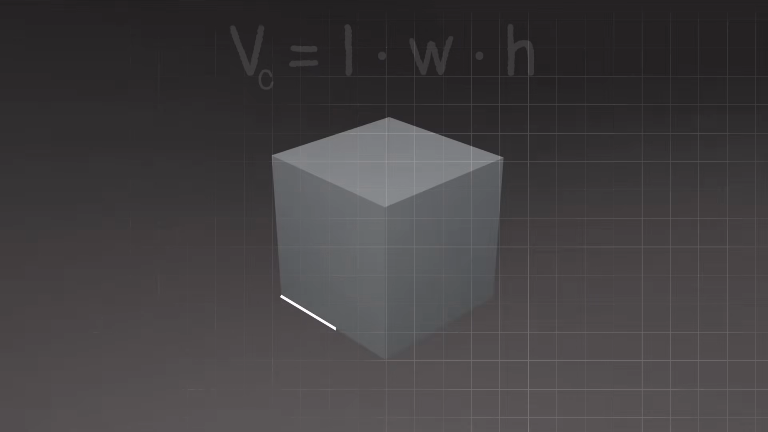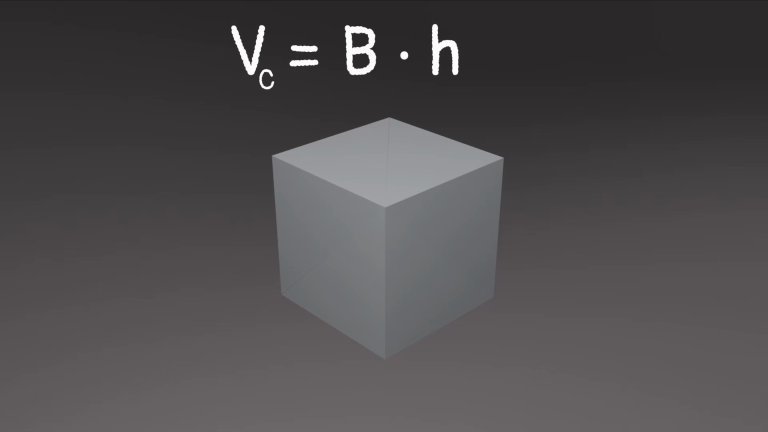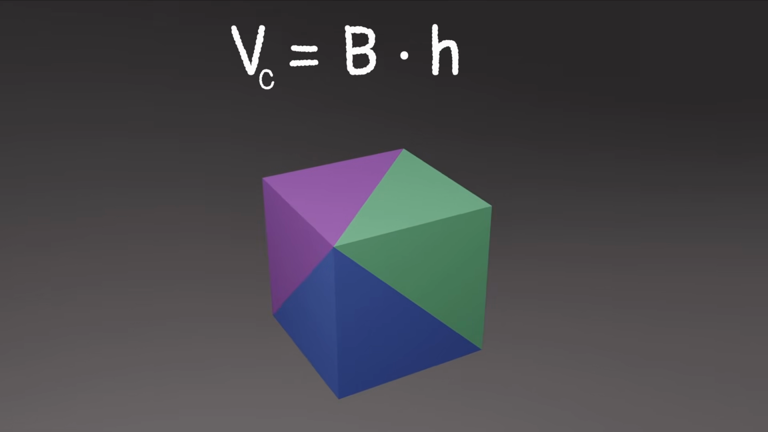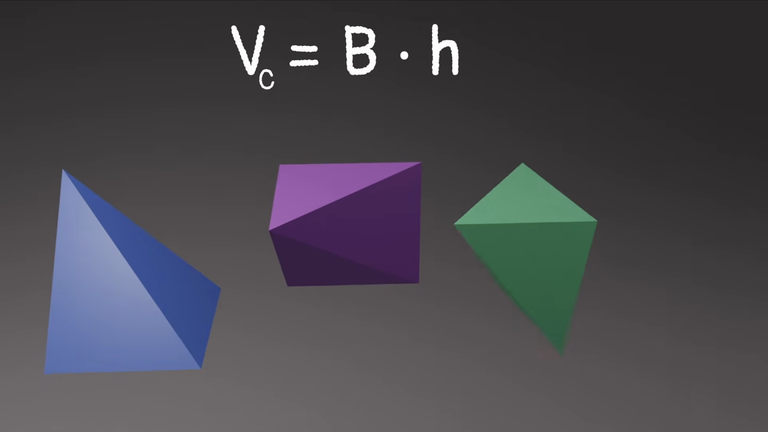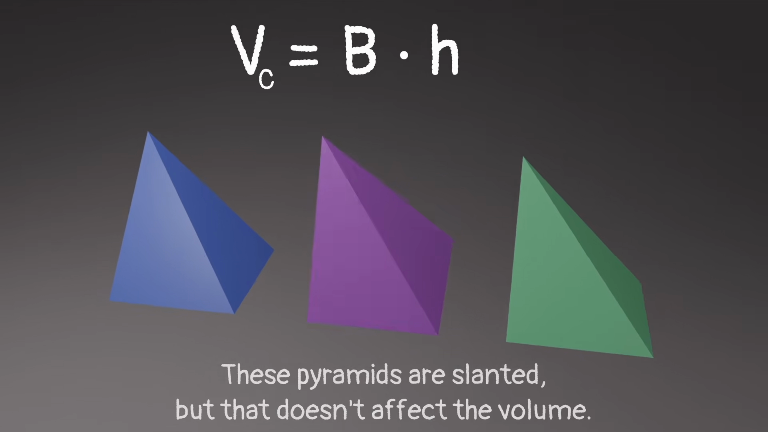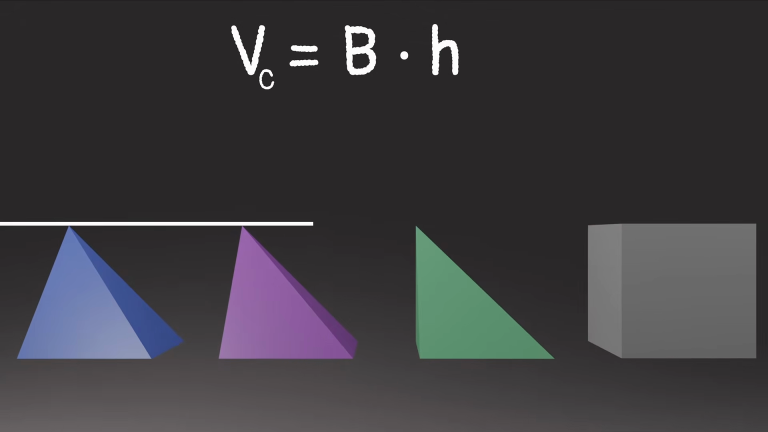As a reminder, the volume of a cube is length times width times height. And since the area of a square is length times width, we can shorten this formula to be the area of the base times the height. And as it turns out, we can actually split this cube apart into 3 equally sized pyramids with square bases. And as you can see, the height of each pyramid is the same as the height of the cube.